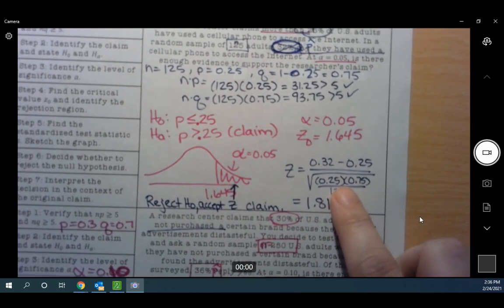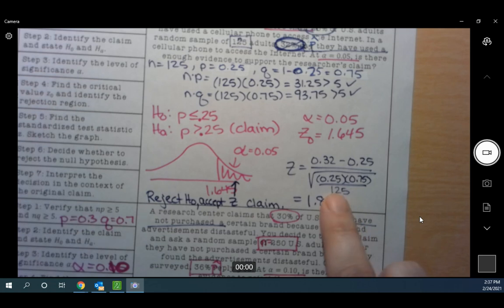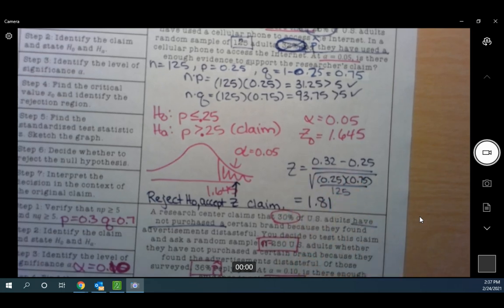So in our case, it's 0.32 minus 0.25 over the square root of 0.25 times 0.75 divided by 125. And that whole part on the bottom has to be under the square root. So make sure that the fraction is all under that square root. That 125 has to be part of that square root part.